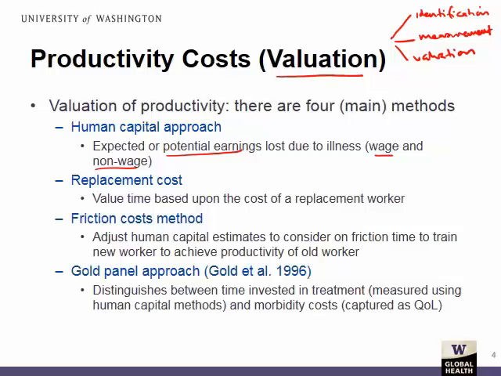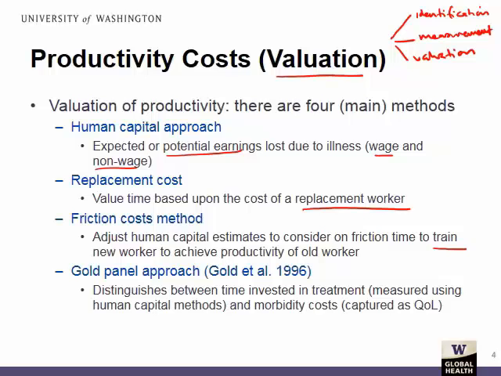The next one is the replacement cost method, which is essentially the cost of a replacement worker, replacing the person who is sick. The third one is the friction cost method, which is based on the cost of training a new worker to be able to do the job of the worker who is sick.